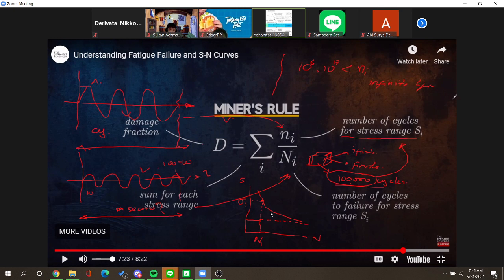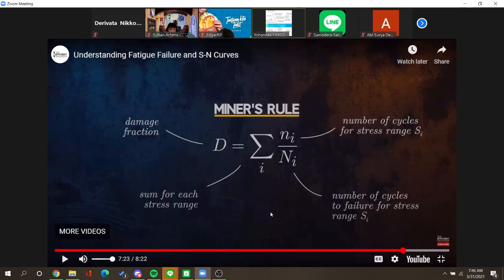So for now, let's take a look at the SN curve. Before Miner's rule, we have to understand the SN curve itself and how to apply it to solve the fatigue failure in a component with a single signal, only with a single type of loading.